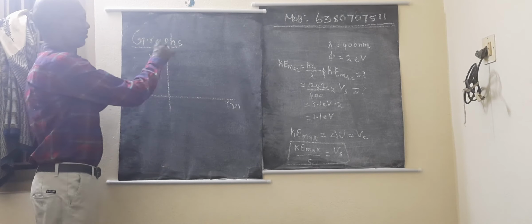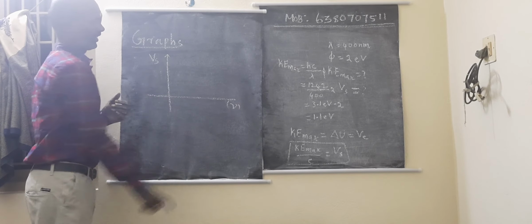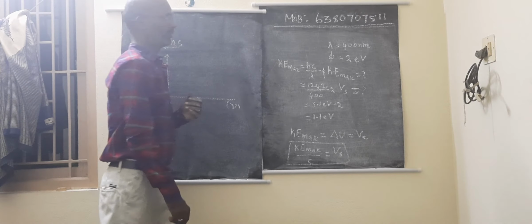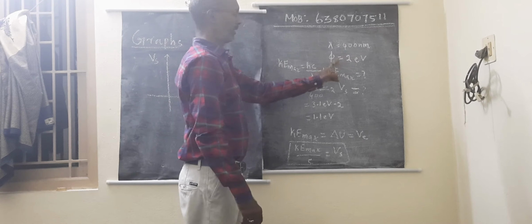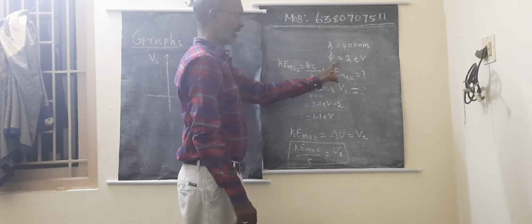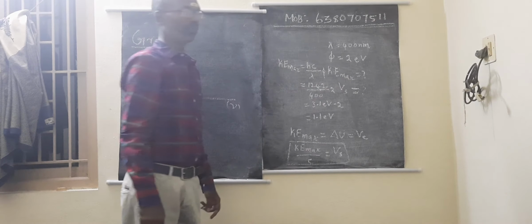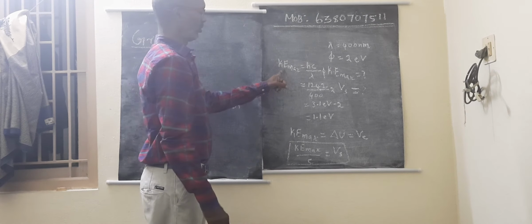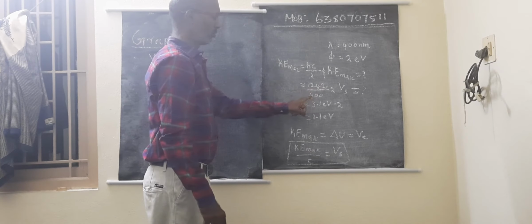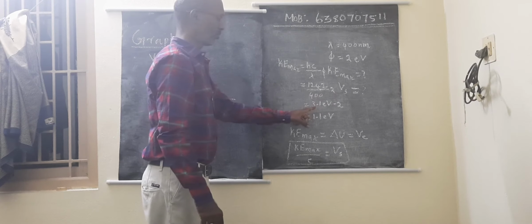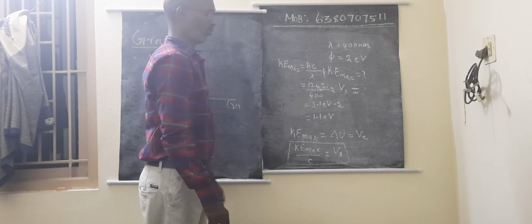Okay, so we will see some of the graphs. First, stopping potential versus frequency. Before that, we will do one problem. Lambda, the wavelength of the light incident, is equal to 400 nanometer. Work function of the metal is 2 electron volt. We can find the maximum kinetic energy. The maximum kinetic energy will be equal to hc by lambda minus phi. So 1242 by 400, minus 2. So it is 3.1 electron volt minus 2, that is 1.1 electron volt.